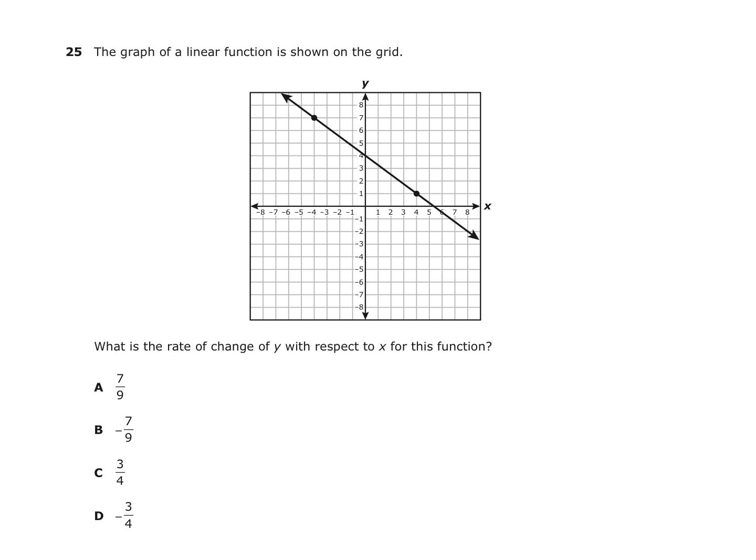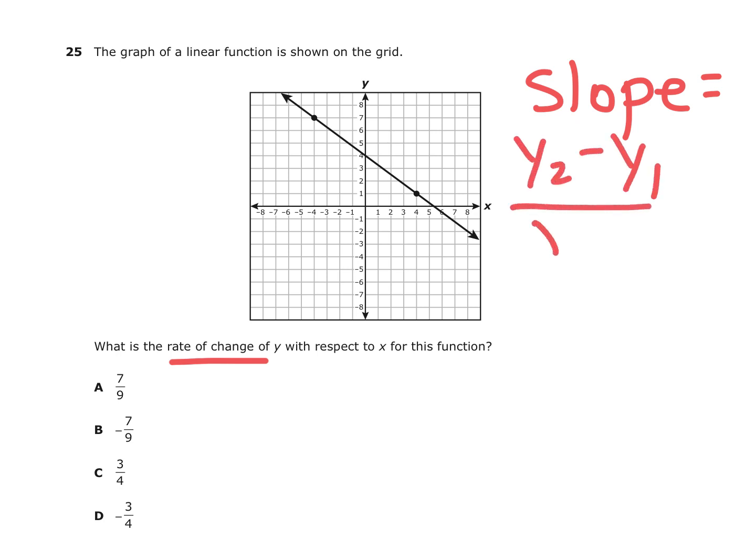So for number 25, the graph of a linear function is shown on the grid. What is the rate of change of y with respect to x? What are we looking for? Rate of change is a slope. So another slope question. And so we're going to take the difference in the y's over the difference in the x's. And that is in your formula chart if you need it. And so what we need to do is you could do rise over run.